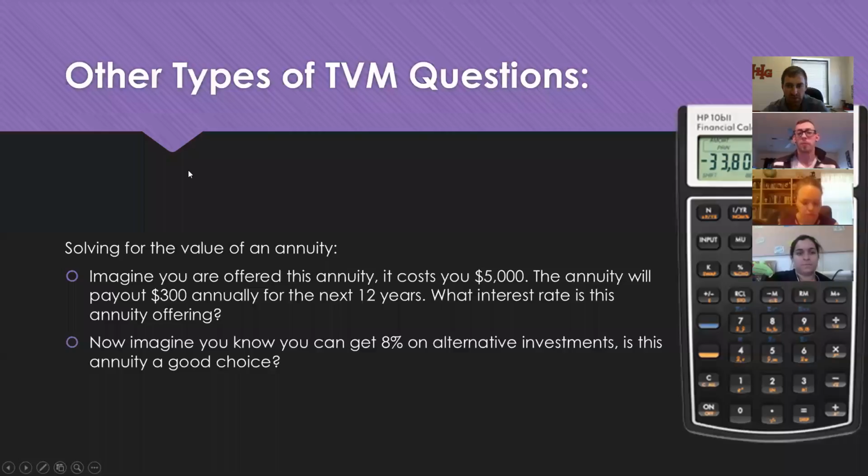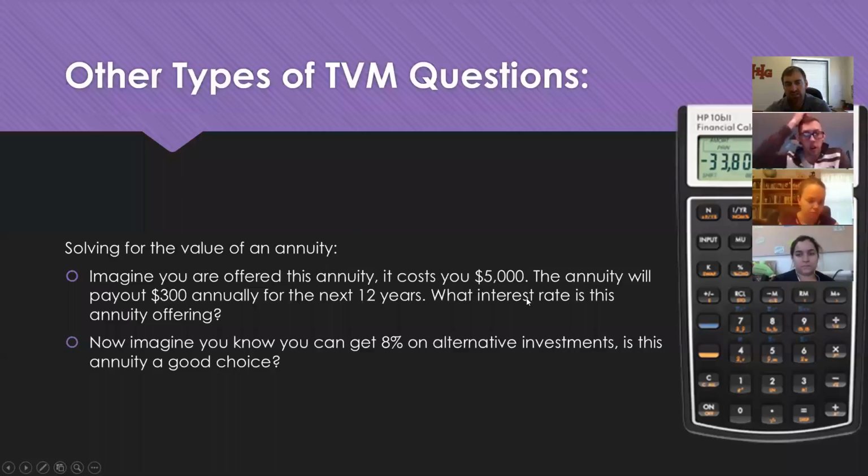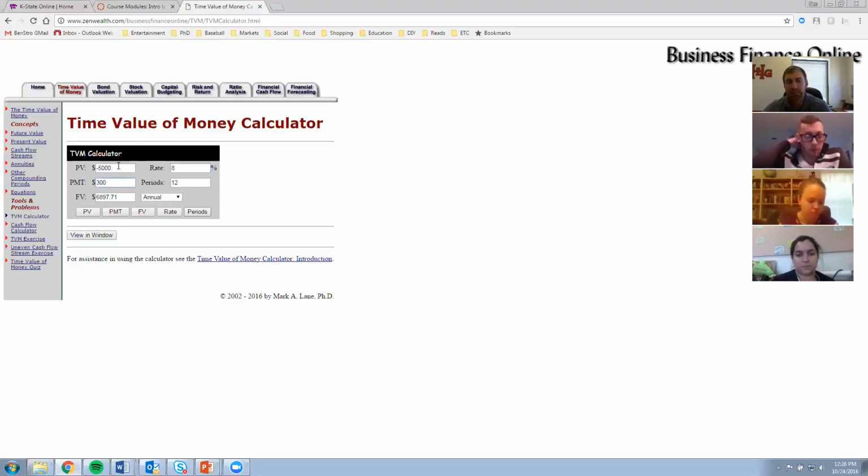All right. Now imagine you can get 8% on alternative investments. Is that a good deal? It turns out it isn't, because if we could get 8%, we would have $6,897 out of our $5,000, even if we took $300 out per year. And so that's another kind of question you might see. That one's a little bit more complicated, because you're taking money out. You put money in, and you're taking money out as well at the same time.